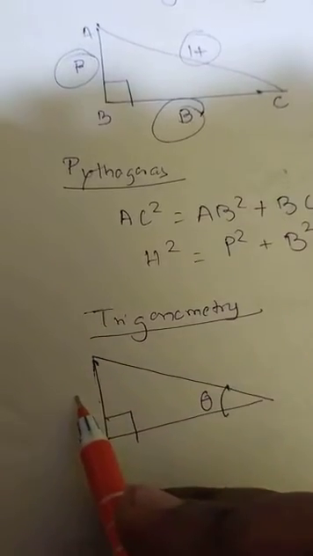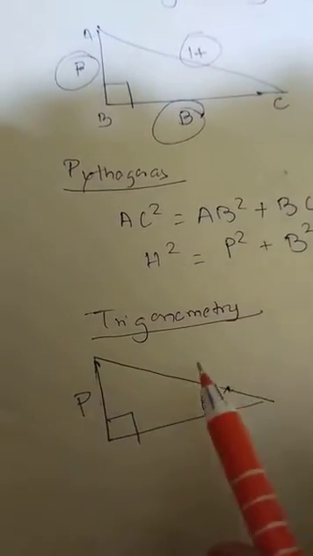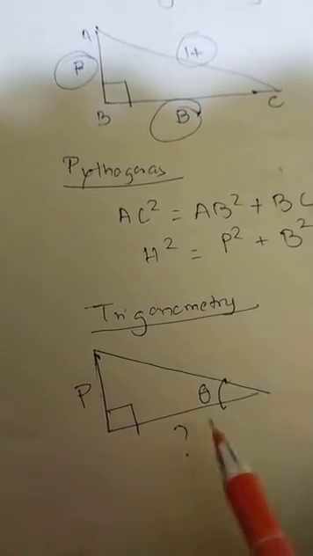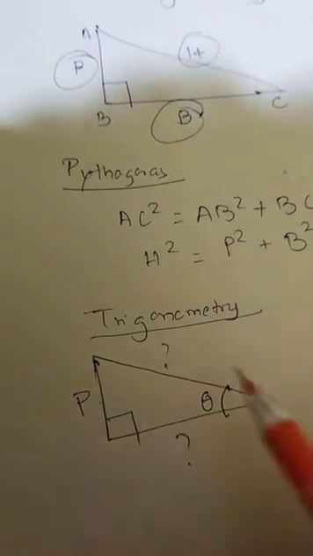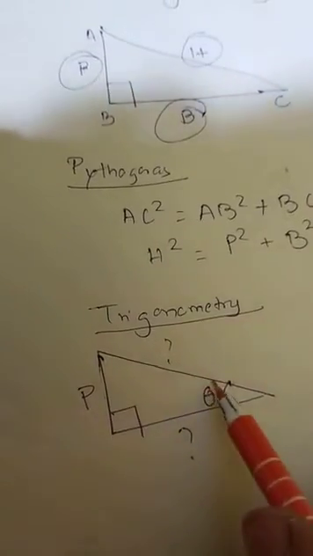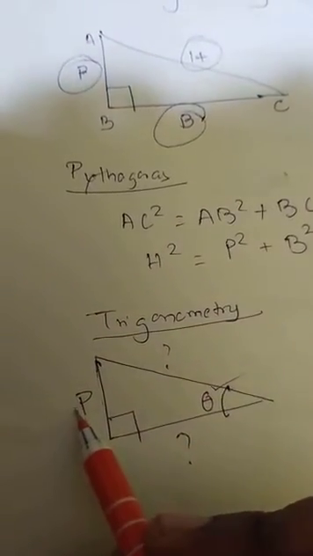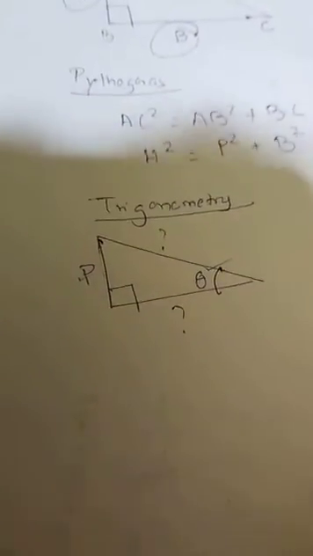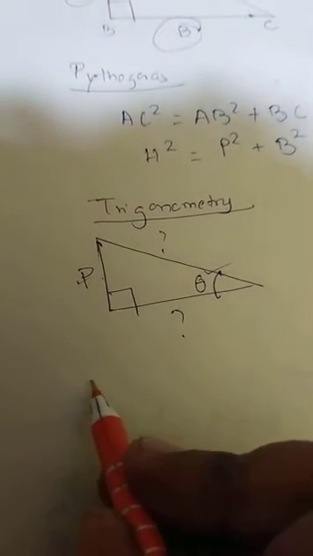Now maybe the perpendicular side is given, and you are asked to find the other two sides. You can easily calculate them using trigonometry, because if the angle is given and you have one of the sides, you can easily calculate any of the other sides. How? The question is how you can find it easily.